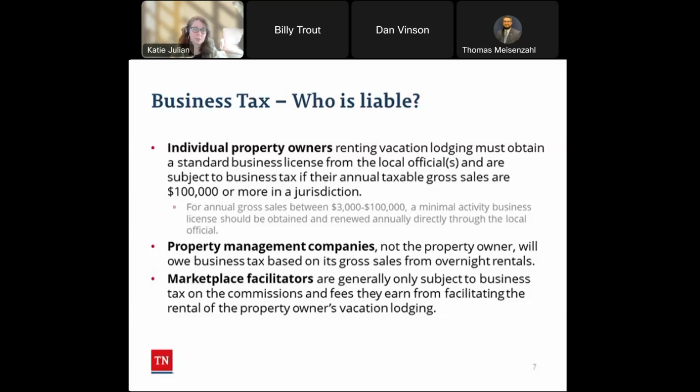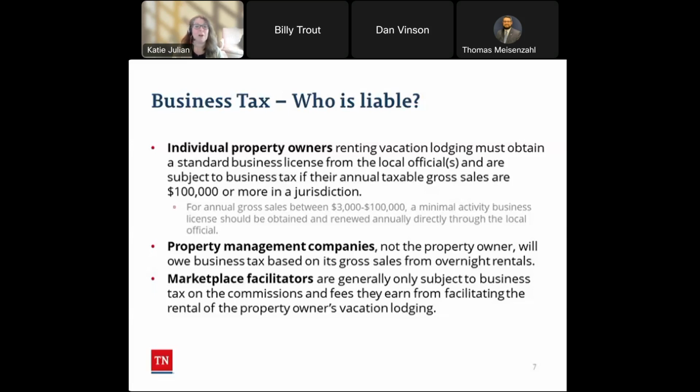Marketplace facilitators, those are your Airbnb, VRBO, are generally only subject to business tax on commissions and fees that they earn from facilitating the rental. Now this is going to be handled differently for the different tax types. Like I was telling you a minute ago, this is very different than sales tax and occupancy tax, where the marketplace facilitator is collecting and remitting that. For business tax purposes, that marketplace facilitator, your VRBO, is only going to pay business tax based on the commissions that they earned. You, the property owner, are going to be paying business tax based on the gross sales.